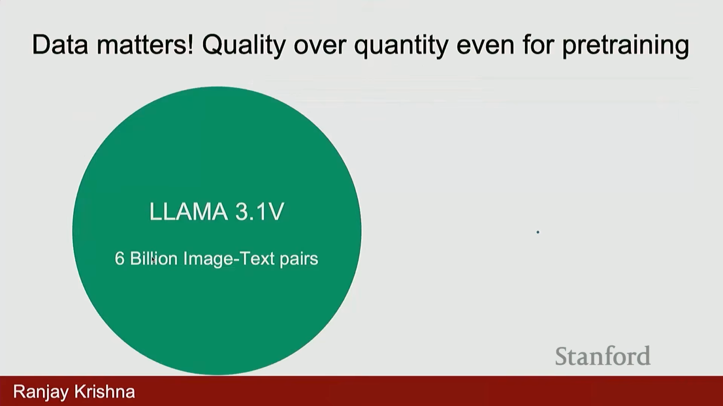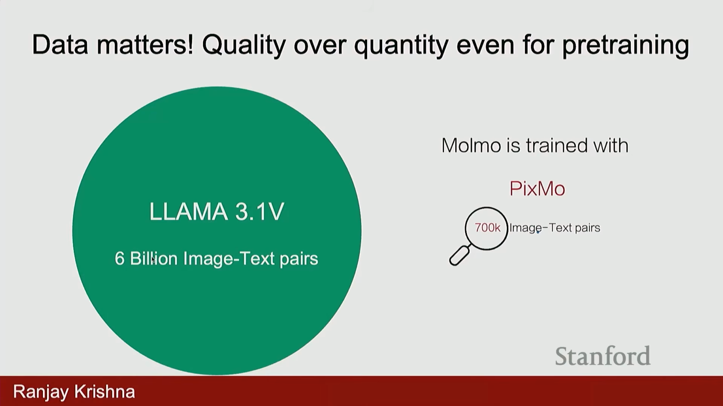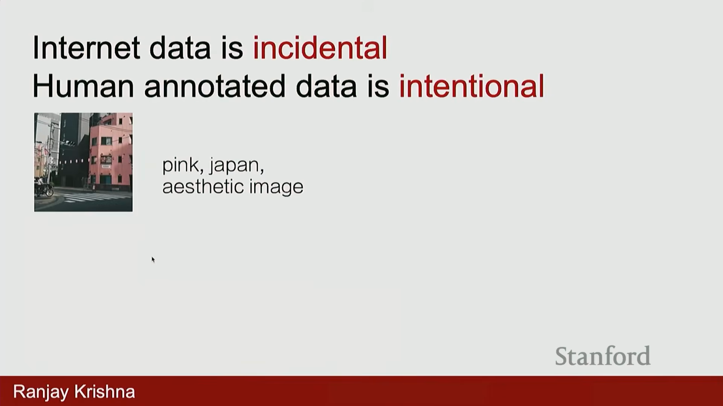And this allowed us to essentially train a model that, unlike Llama from Meta that was trained on about 6 billion image text pairs, our model was trained on only 700,000 image text pairs. The big difference was that we hand curated these 700,000 image text pairs. And that was the biggest difference between what we were able to do versus what these companies were building were doing.